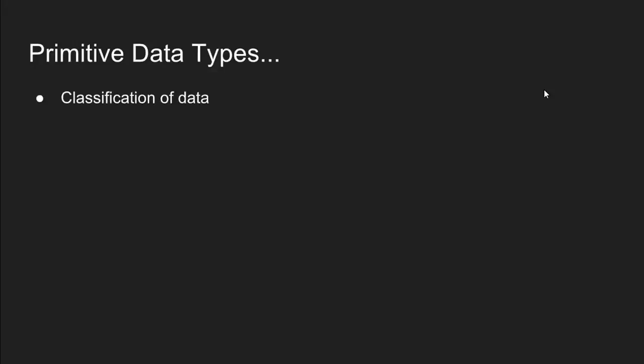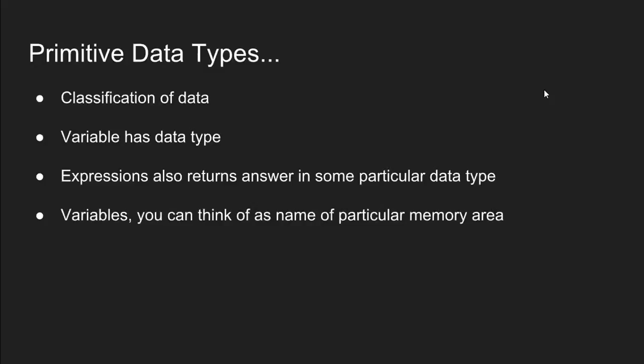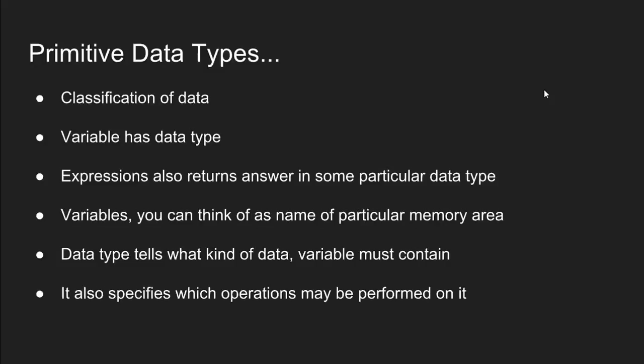Type is a classification of data which tells the compiler or interpreter how the programmer intends to use the data. Every variable has a data type. Expressions also return answers in some particular data type. Variables, as of now, you can think of as the name of a particular memory area. Data type tells what kind of data a variable must contain. In addition to the kind of data, it also specifies which operations may be performed on it.